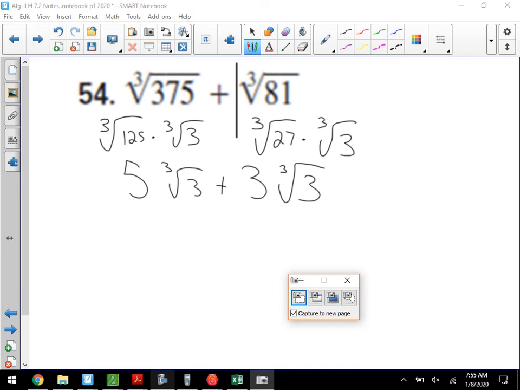Now, do they have the same roots? So this is real tough now. 5 plus 3. There's more. All right, I know this is really, really tough. I know we can do this together.